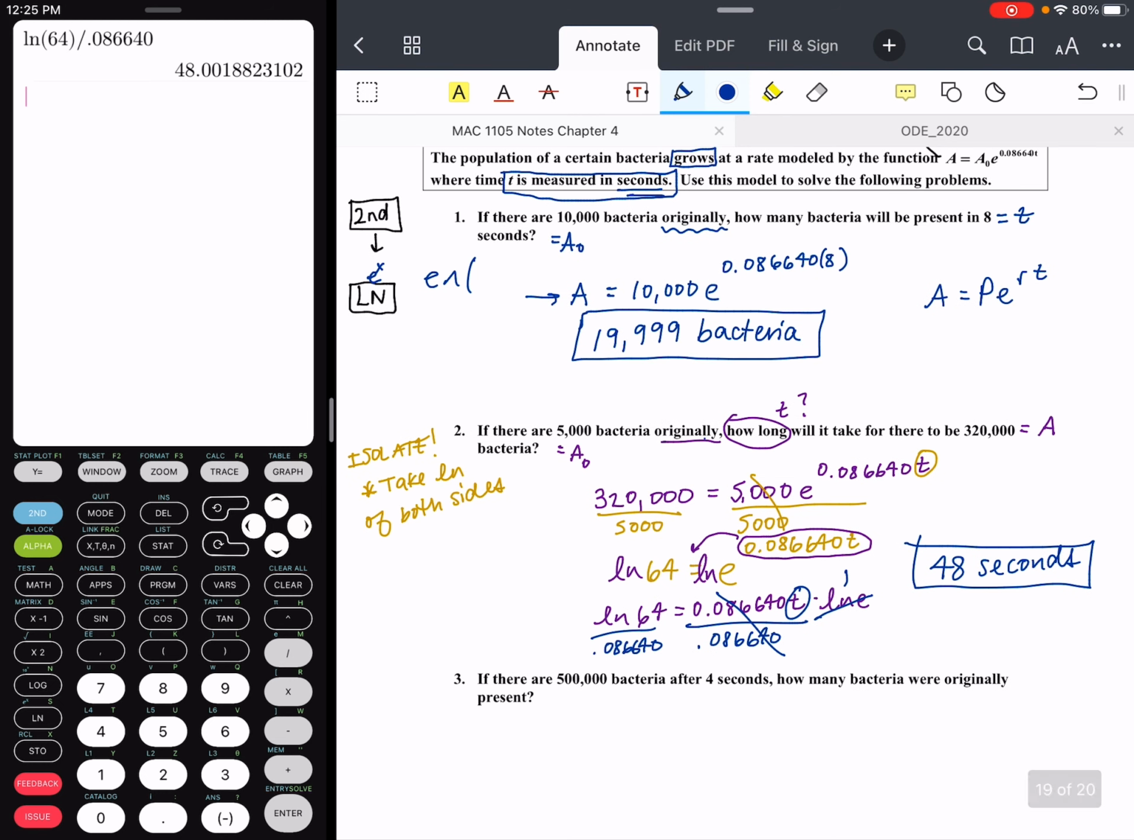All right, on to number 3. If there are 500,000 bacteria after 4 seconds, how many bacteria were originally present? So we're looking for A naught. We don't know what that is. 4 seconds, so t equals 4. 500,000 bacteria is going to be our accumulated amount. So let's fill all that into our model. So now we've got 500,000 equals A naught times e raised to the power 0.086640 times t, which is times 4.